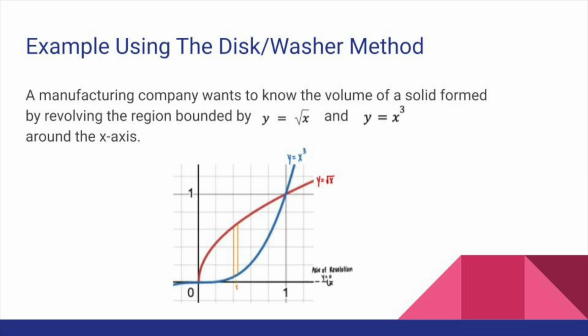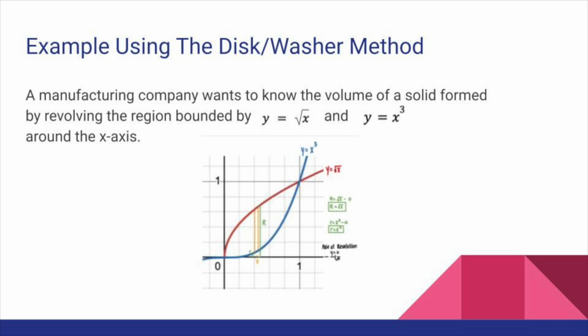Since we already labeled the known information, it is now time to draw a representative rectangle that is perpendicular to the axis of revolution. In this case, the rectangle is perpendicular to the x-axis. It is also important to label the x-coordinate of the rectangle, which is x.